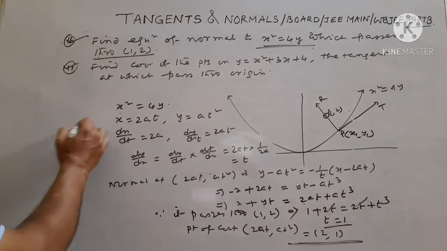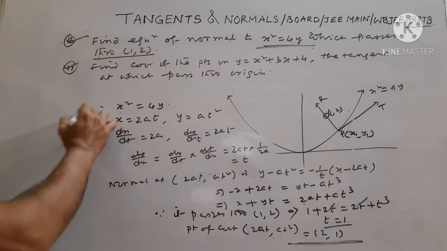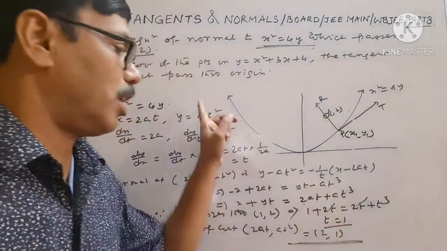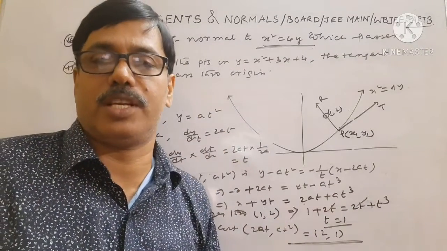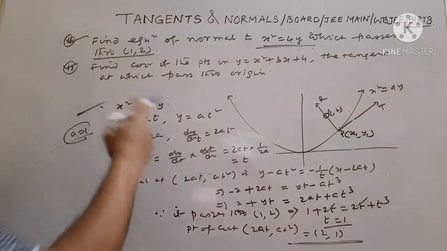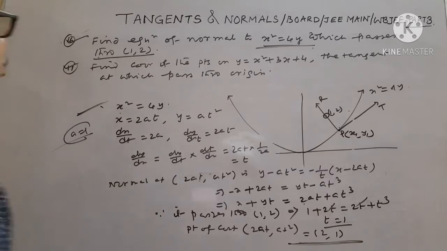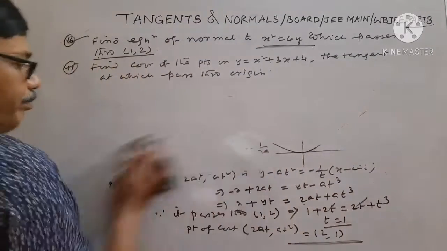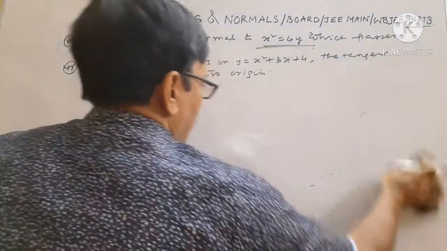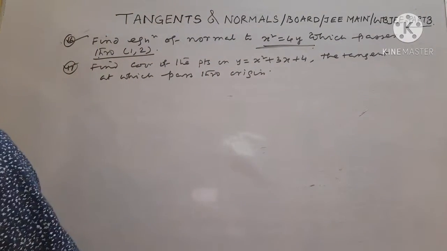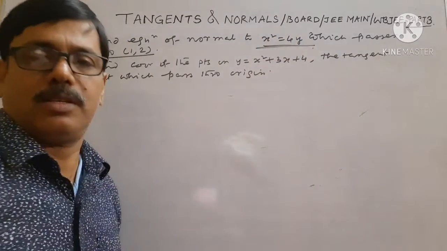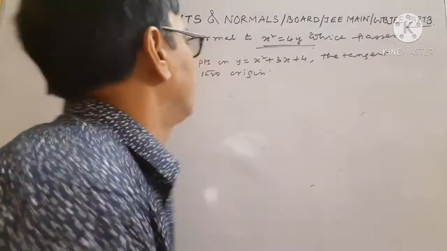So if we use a parametric point, then it will be simple, because here there is only one unknown, that is t, because the point is already satisfied. Now problem number 11. You complete it exactly the same way. Here you have to find the point of contact only.